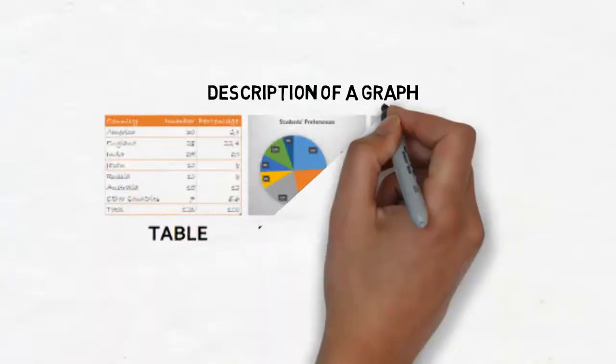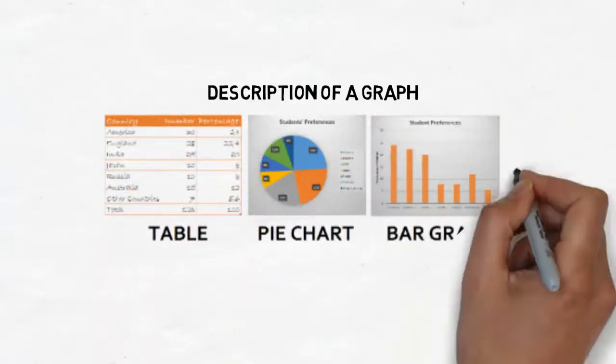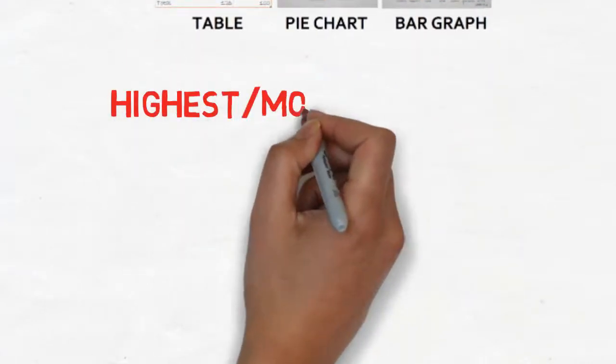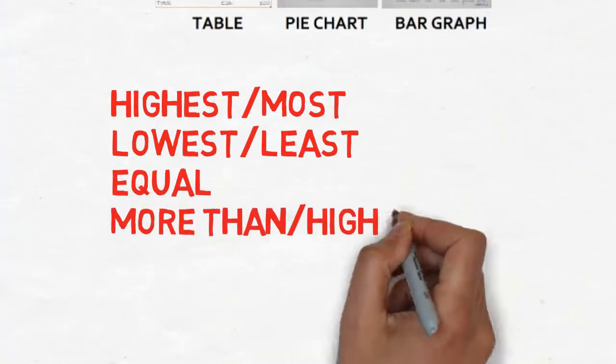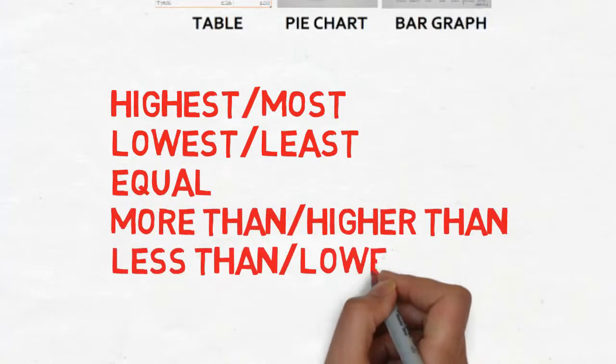Graphs are of 3 types according to your paper. It can be a table, a pie chart or a bar graph. Whatever the graph that you are going to describe, you can use highest, lowest, equal, more than and less than to describe those graphs.